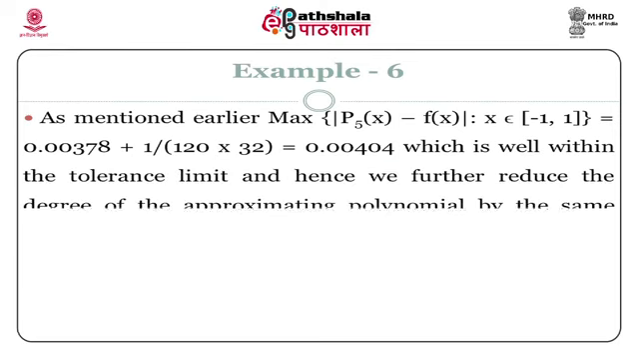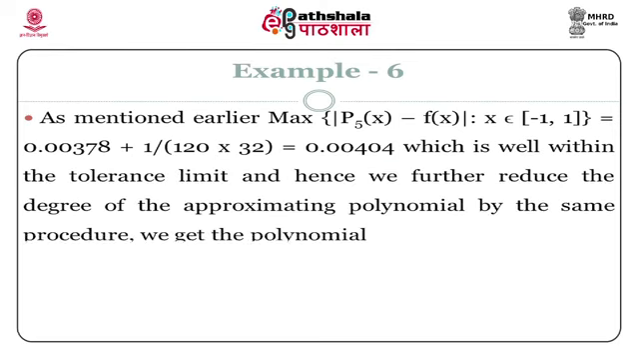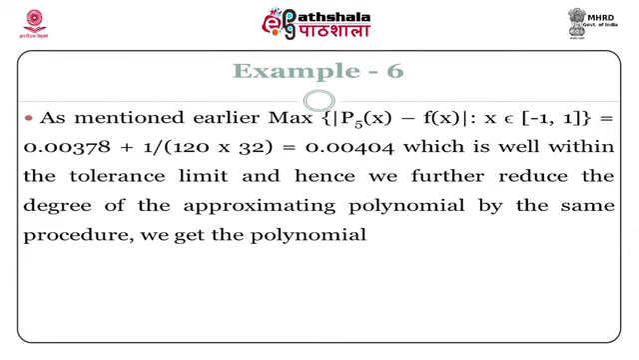So, this is your P5(x), and as mentioned earlier, the maximum error between P5(x) and f(x) will be equal to the earlier error, that is 0.00378, plus 1 upon 120 into 32, and therefore the total error will be 0.00404, which is well within the tolerance limit, and hence we can further reduce the degree of the approximating polynomial.